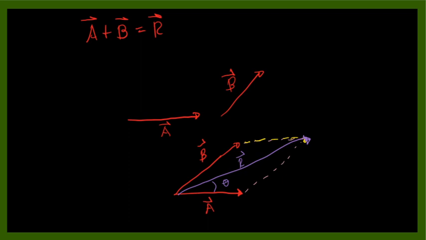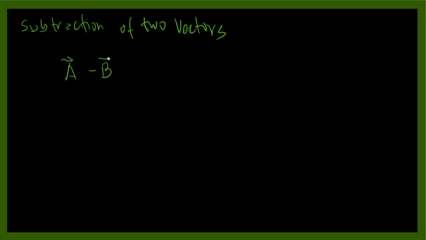Okay, next we will go to another operation on vectors, which is the subtraction of two vectors. So for example, we have vector A minus vector B. That is just the same as adding two vectors, vector A and vector B, in which vector B is in the opposite direction. So we could say vector A plus negative vector B. That is how we are going to subtract two vectors.